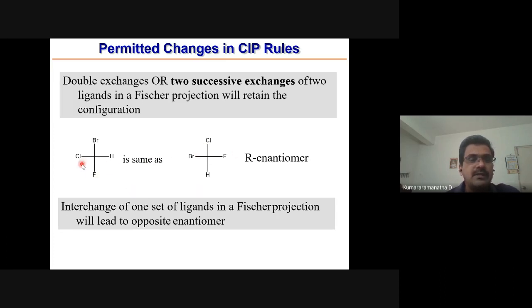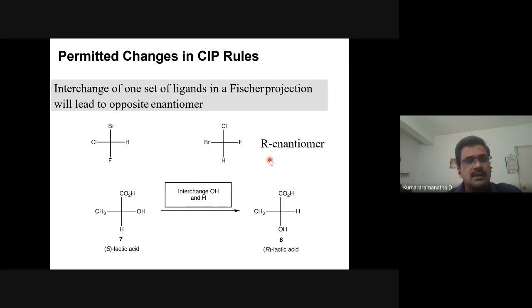So now you can see for the chloro-bromofluoro counterpart, these both are kind of enantiomers. Now, we have already seen in the beginning that if you interchange one of the ligands in a Fisher projection, we get opposite enantiomers. R will become S. Now, let us go into details. Let us see if you interchange one set of ligands in a Fisher projection, it will lead to the opposite enantiomer.